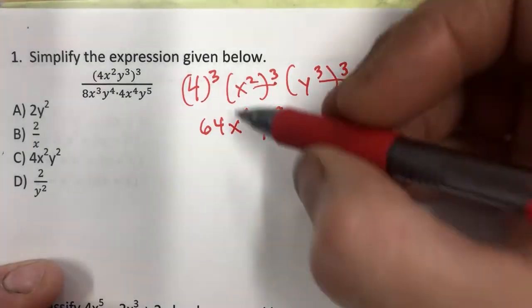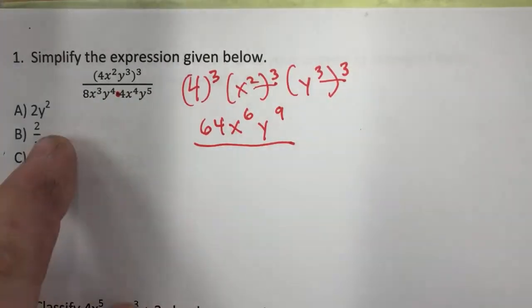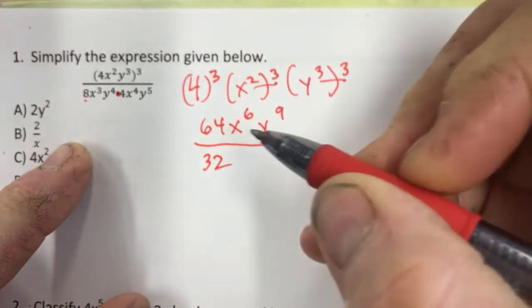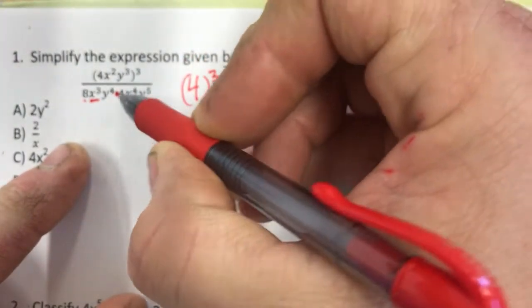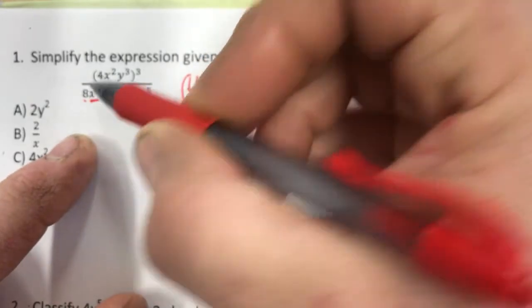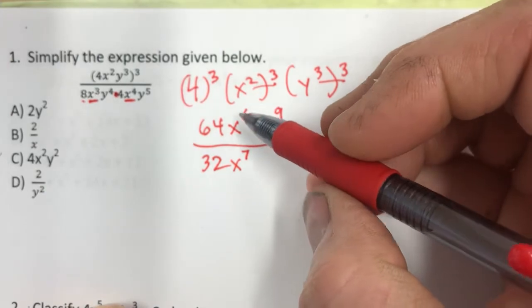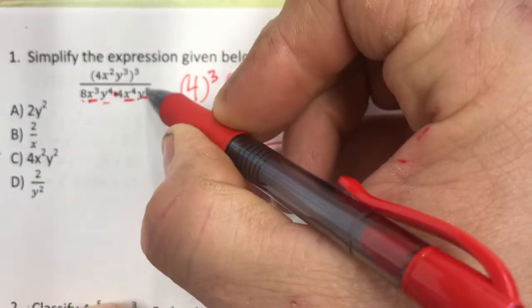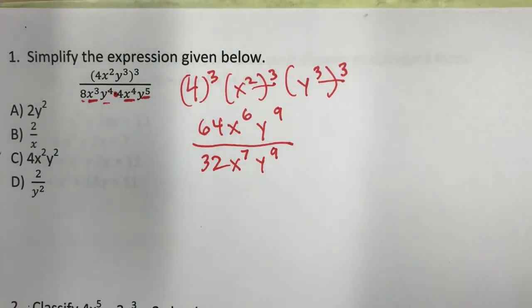Okay. In the bottom of this expression, we see a multiply there, and we've got things we can multiply. So like here we got 8 times 4, which is 32. We have x to the third times x to the fourth, so 3 plus 4 would be 7. That's x to the 7. And then y to the fourth and y to the fifth, 4 plus 5 is 9, so it'd be y to the 9. All right, so that's what I get when I multiply those.